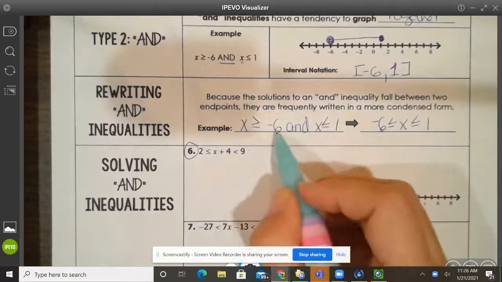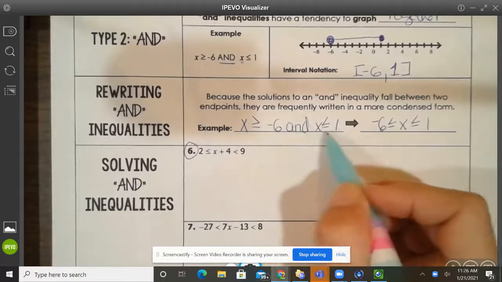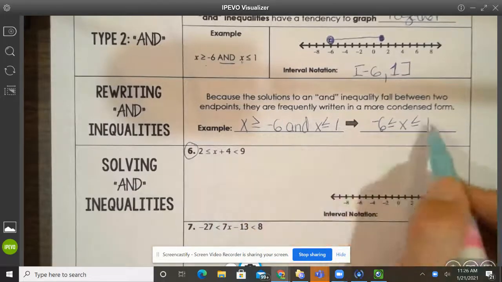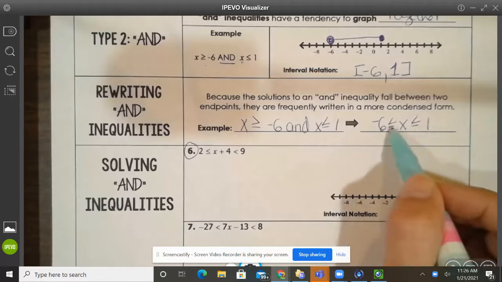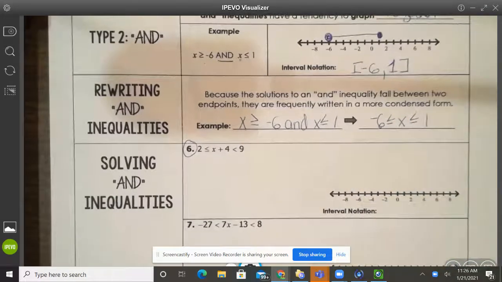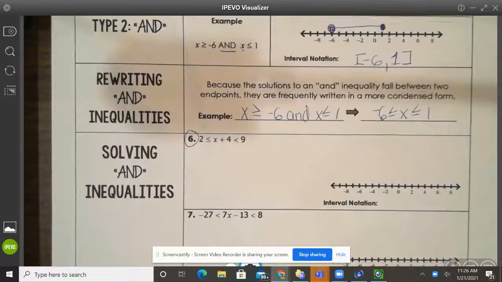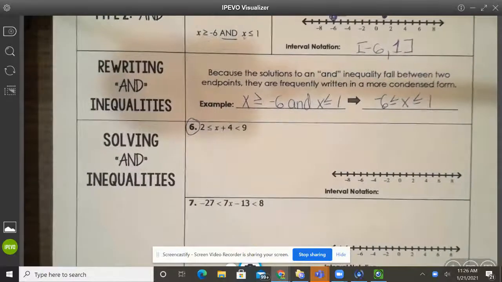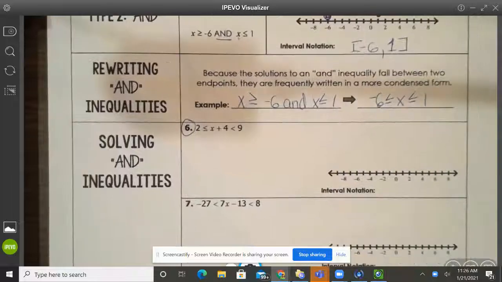So x is greater than negative 6 and x is less than or equal to 1, so it's in between. So now you use this. Notice that these symbols are in the same direction, okay? All right, because the line is in between those numbers. Okay, so let's do number 6 here.